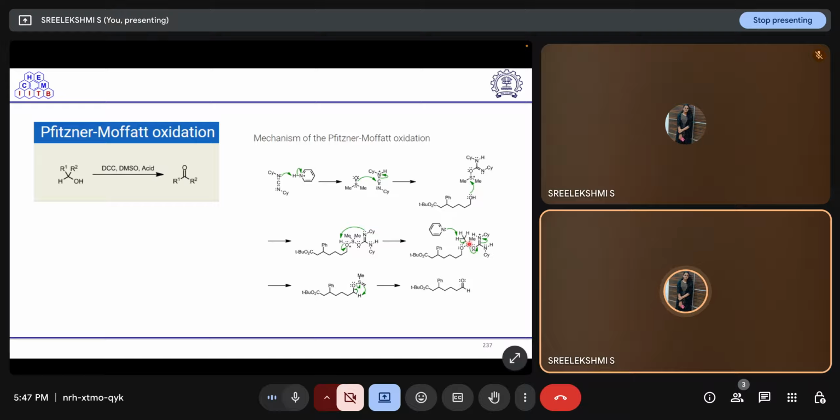This bond will shift over here, this will shift over here, and this will shift over here to form this compound. Then this nitrogen lone pair will take this proton to form this intermediate, and then DMS, dimethyl sulfide, will be leaving to form the oxidized product. So that's the mechanism of the Pfitzner-Moffatt oxidation.